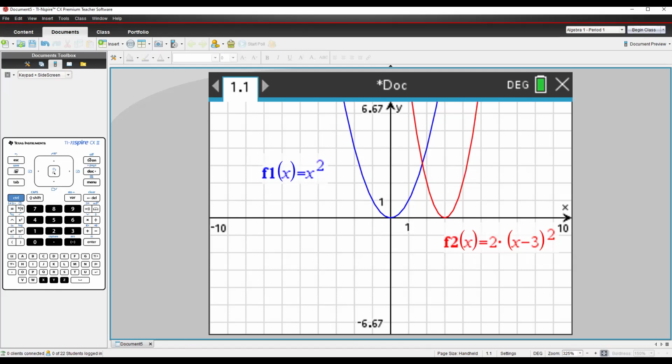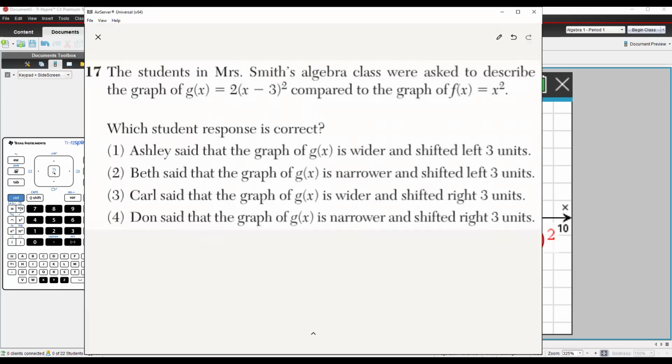So we go back to the answer choices and we're looking for the one that says g of x was shifted to the right. It wasn't shifted to the left. So Beth and Ashley are wrong. It was shifted to the right and it's narrower. So Don is correct. It's narrower and it's shifted right 3 units. So Carl was close, but he said it was wider, and it's not wider, it's narrower. So g of x is narrower.